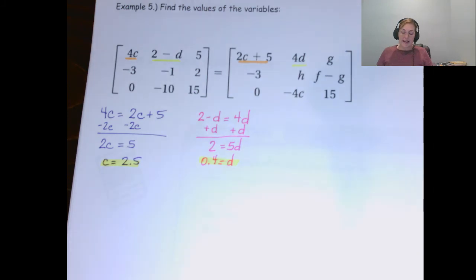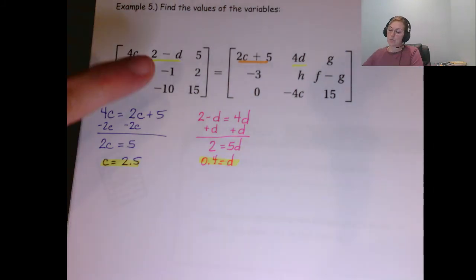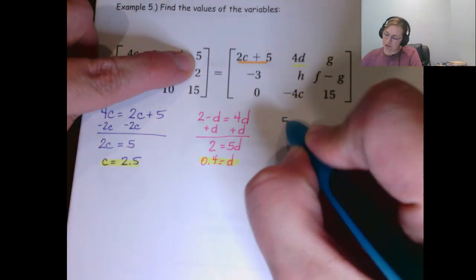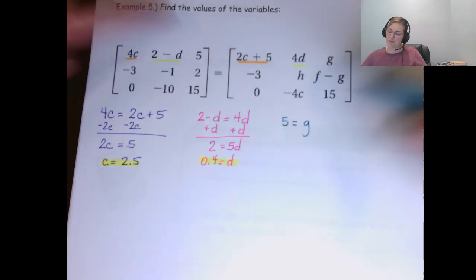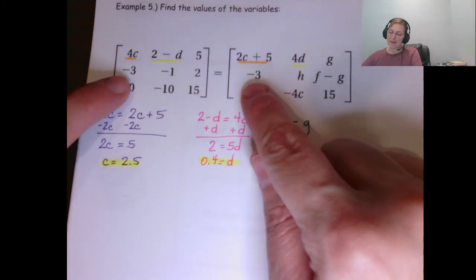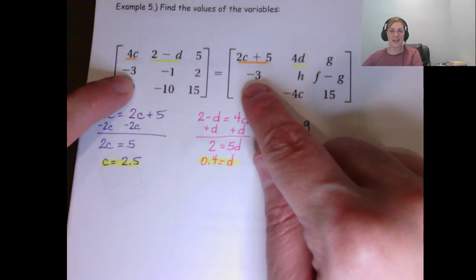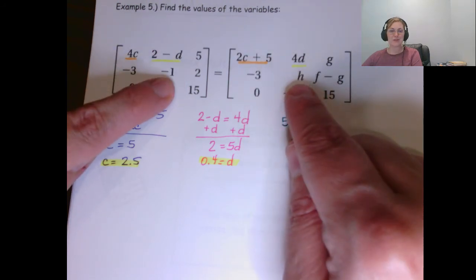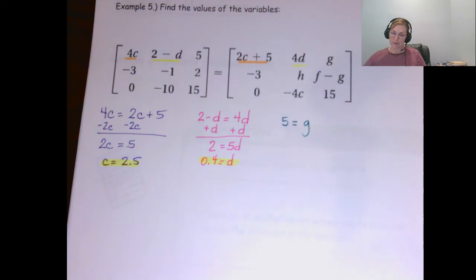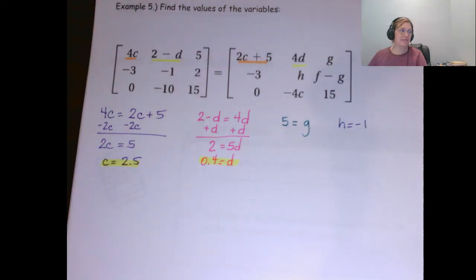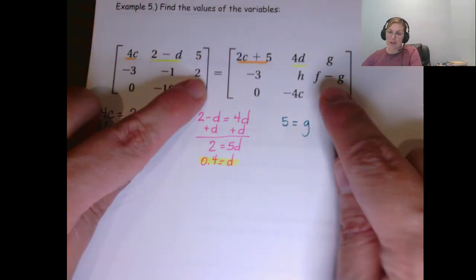Okay, next location, let's do row 1, column 3. So we get that 5 equals G. That's pretty easy. Look at row 2, column 1. We already know that -3 equals -3. Look at row 2, column 2. So I'm told that H equals -1.